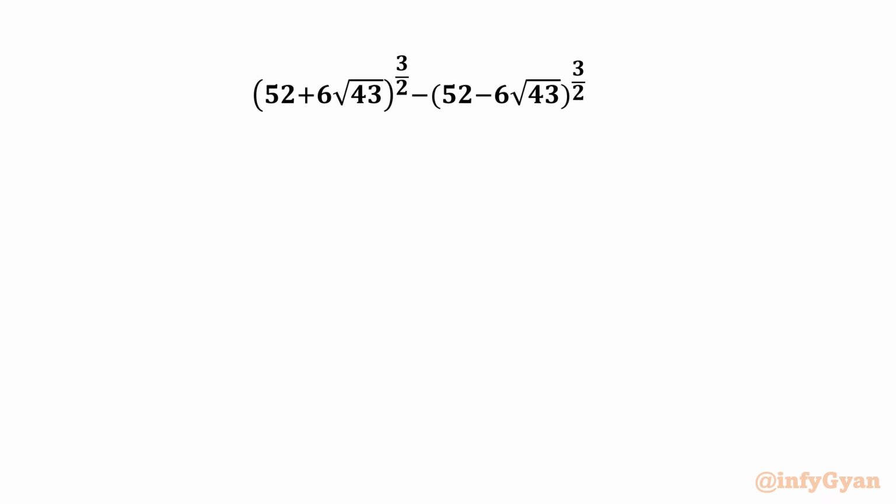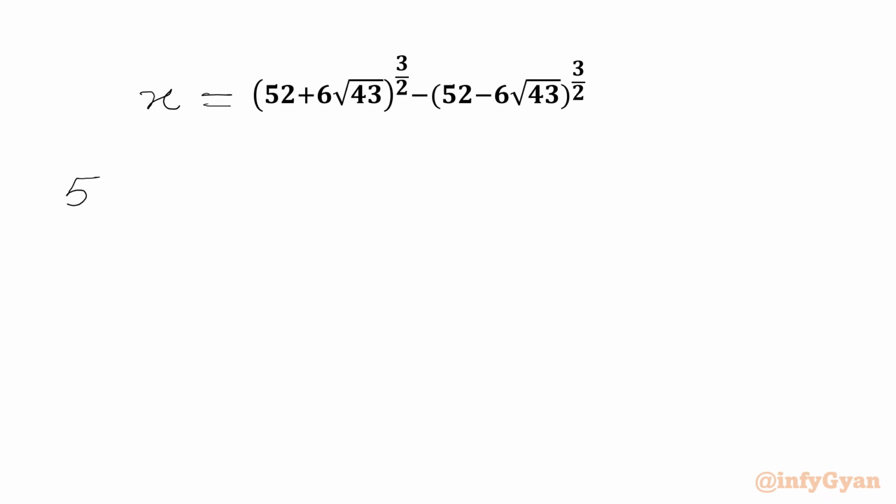Here we have to simplify (52 + 6√43)^(3/2) − (52 − 6√43)^(3/2). So let's get started by considering this is our expression x.